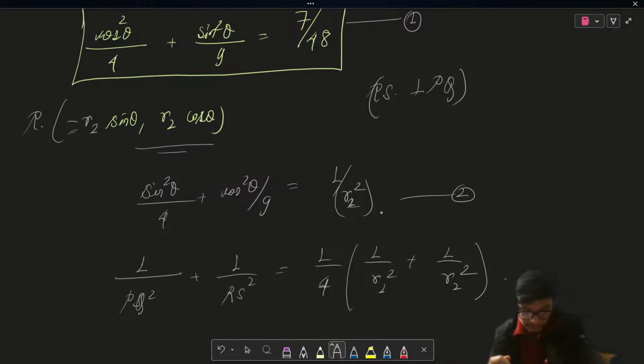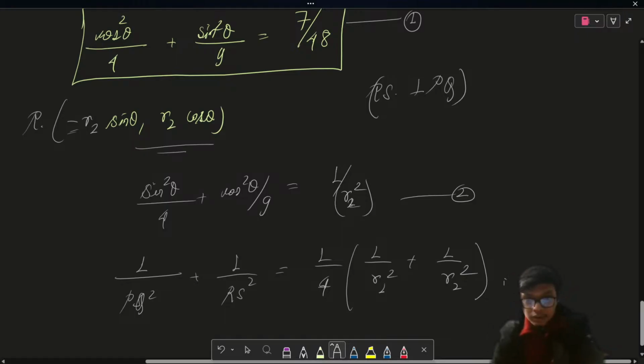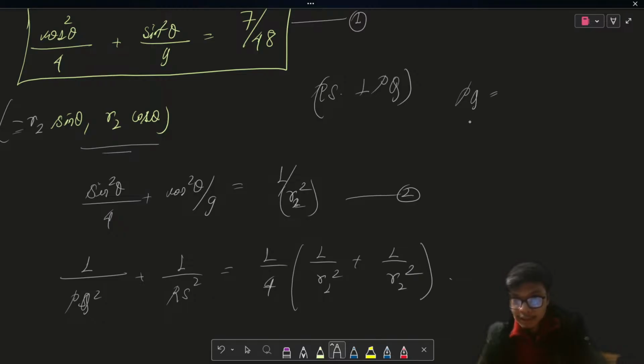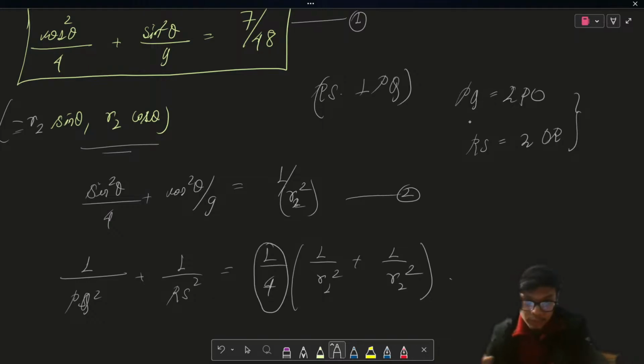And if I substitute the following values, also note carefully that I can write PQ as 2 times PO distance, and RS as 2 times OR distance, right? So that's why here I have used 1 upon 4. Also please note that since PQ and RS are perpendicular and pass through the origin, this is valid. And I also need to find out what R2 is, right? So how will I find r2?